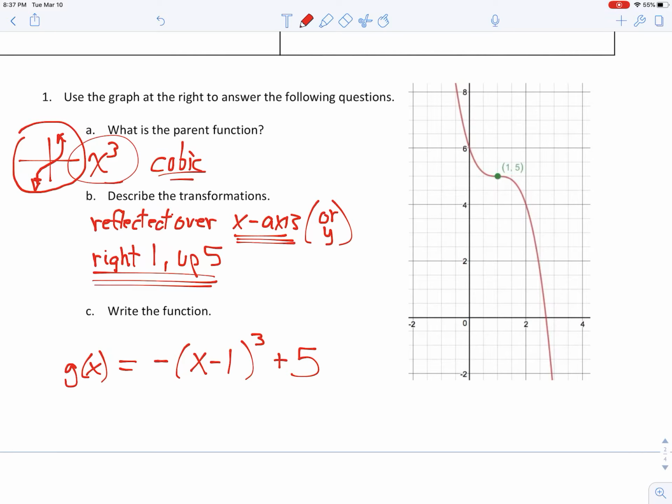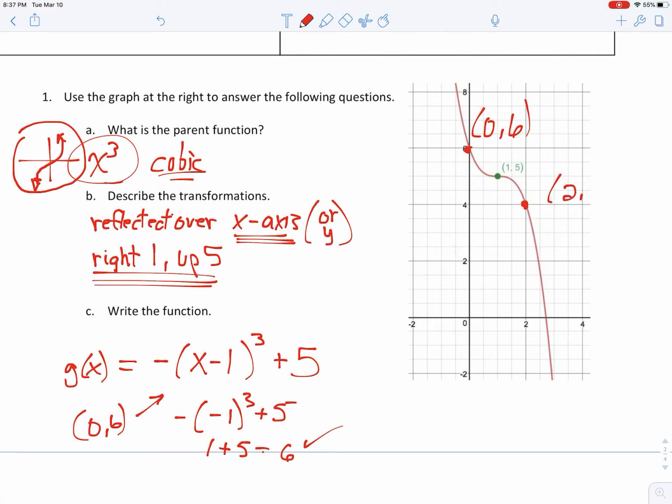It's always good to double check to see if you've got some points that work in there. So for example, it looks like 0, 6 is one of the points on there. Does 0, 6 work in this? Negative (0 minus 1) cubed plus 5. 0 minus 1 is negative 1, cubed is negative 1. Opposite of that is 1, plus 5, and that's 6. It works. You could also try the point 2, 4, and others.